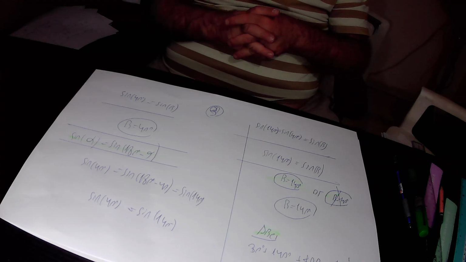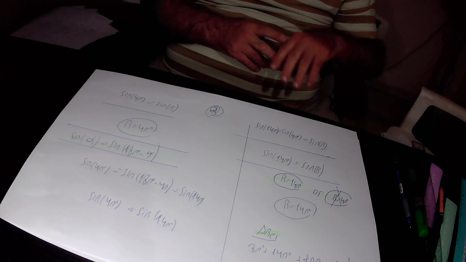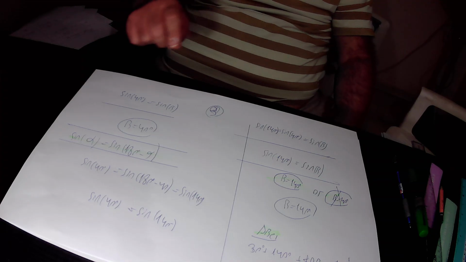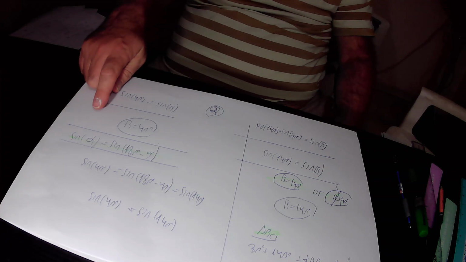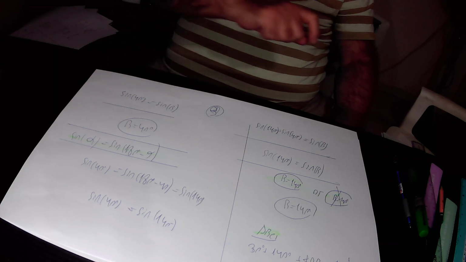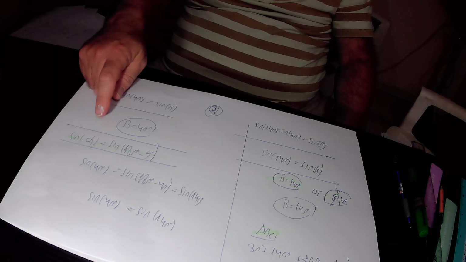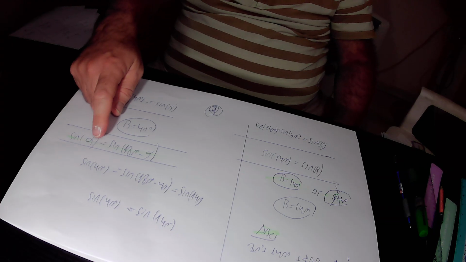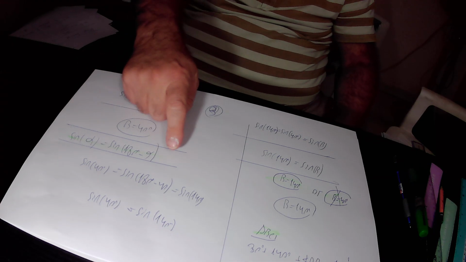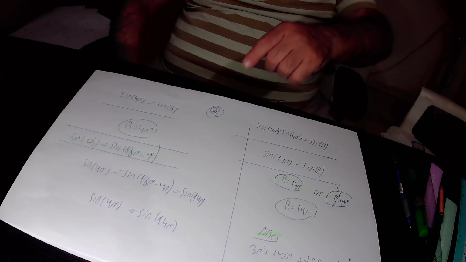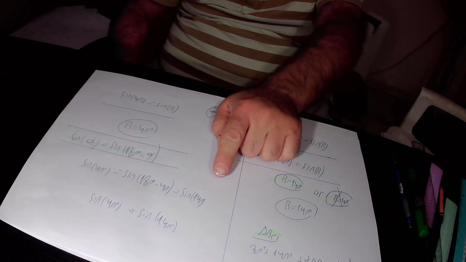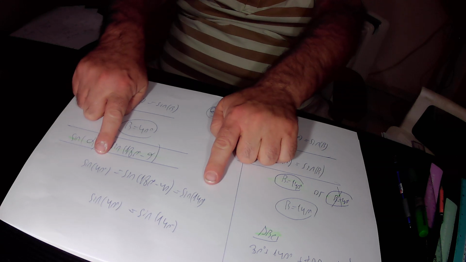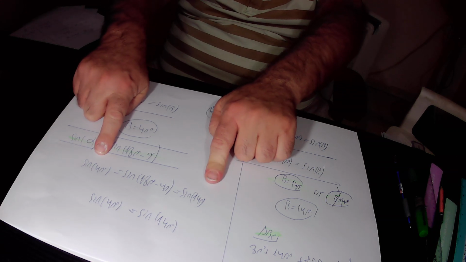But we have another solution for beta. According to the trigonometric identity, sine alpha equals sine of 180 degrees minus alpha. So according to this identity, sine 40 degrees equals sine of 180 degrees minus 40 degrees, and 180 degrees minus 40 degrees is 140 degrees. So in total, we found that sine 40 degrees equals sine 140 degrees.